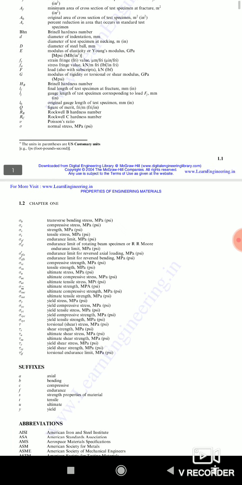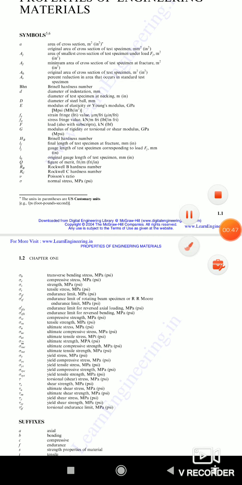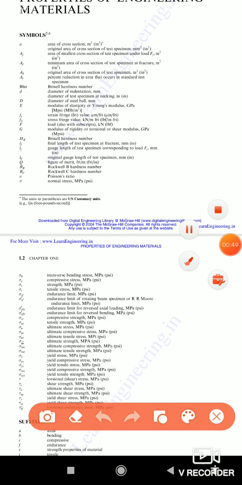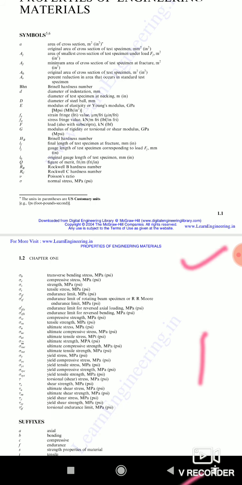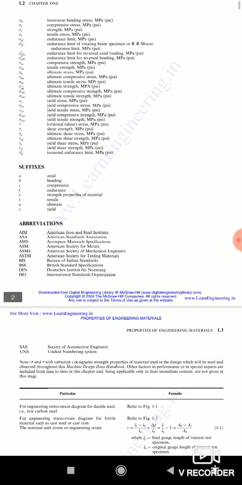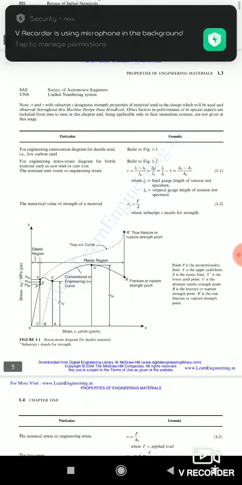So you can go through this and you can get different things from here also. These are the areas which are given in the book. There are a few different types of terms like sigma b, that is transverse bending stress, and sigma c, which is compressive stress. What the symbols of these parameters are, including their units, is mentioned in this book at the start. And when you go through the abbreviations, those are also given.